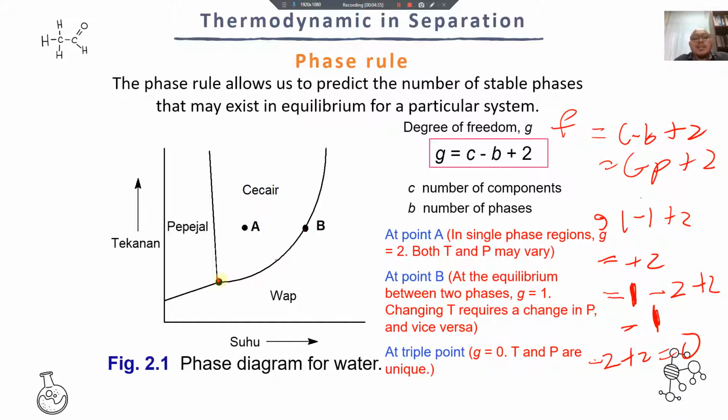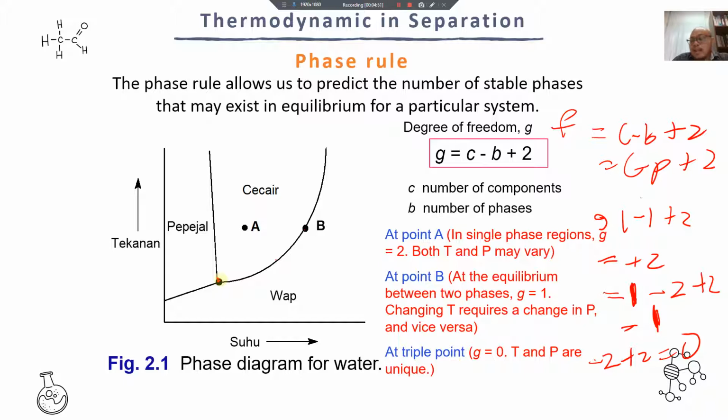You cannot change pressure, you cannot change, because you only have one triple point, okay. You cannot have 2 points, okay. You cannot move anything else. It should be stuck over there only, okay. Tak boleh ubah apa-apa, okay.